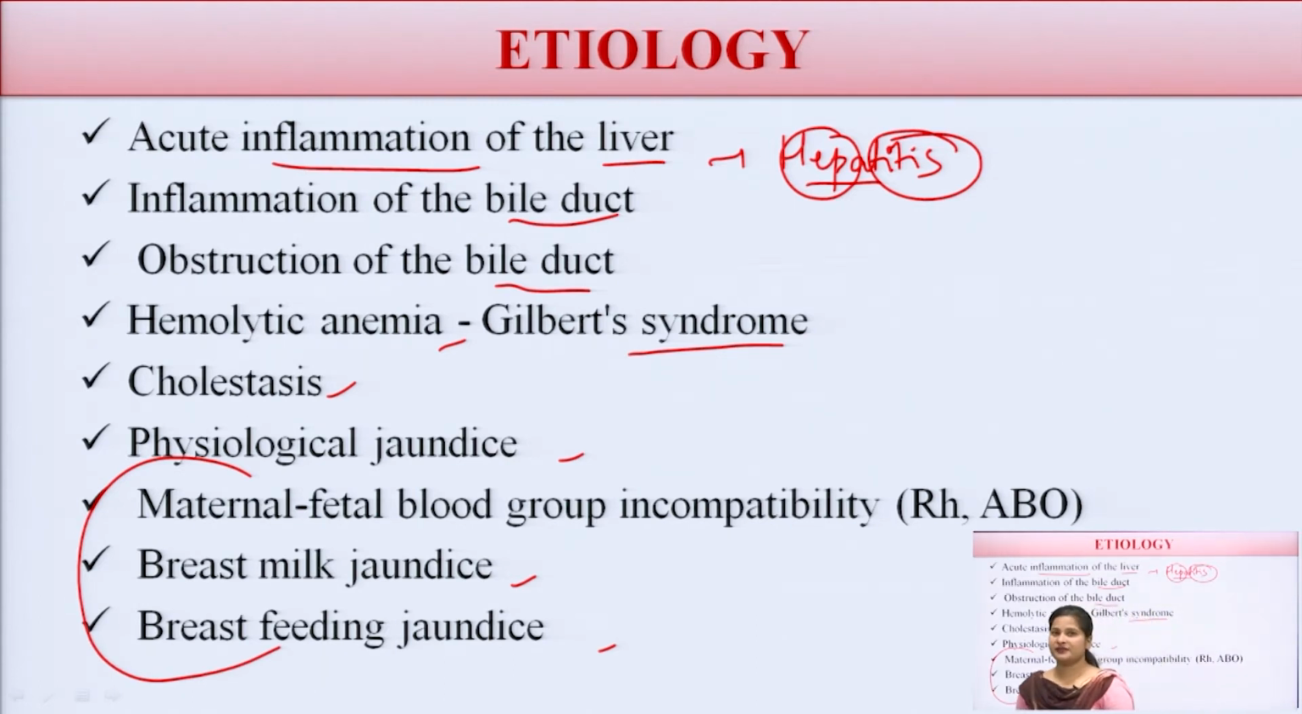So these are related with infants, meaning when the mother is suffering from jaundice and she feeds milk to her baby, just because of that condition, the child may also get jaundice.